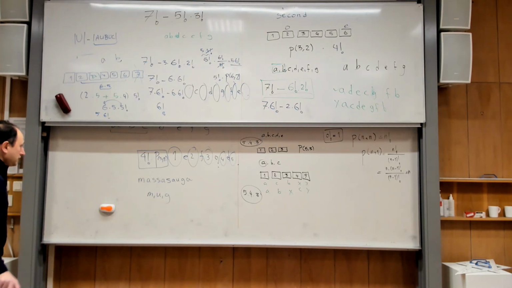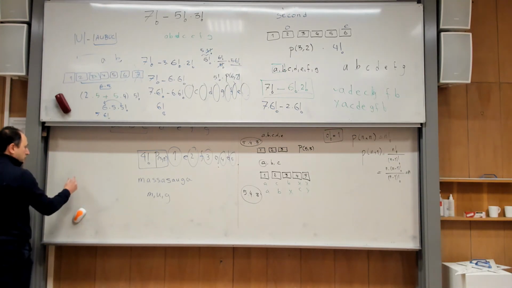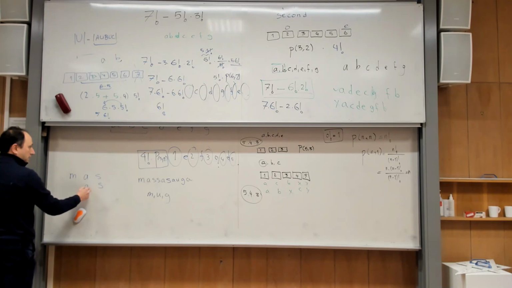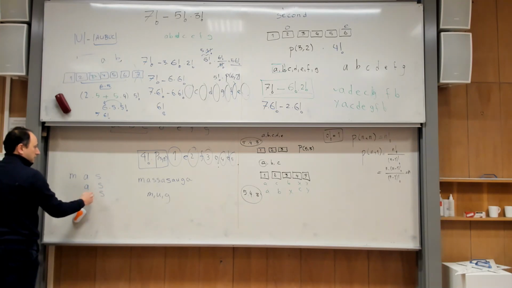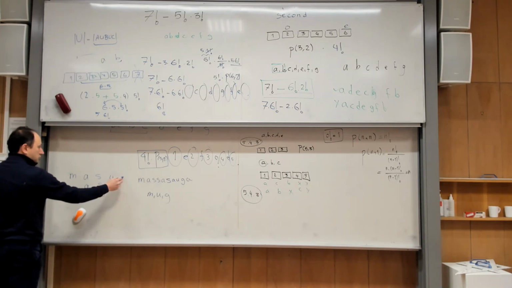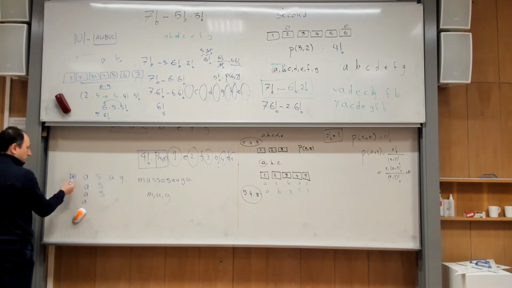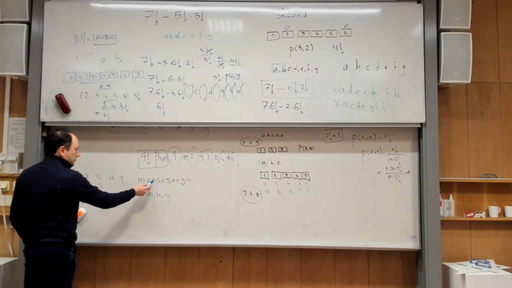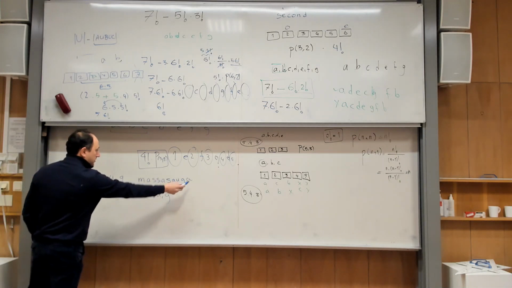So if you want, I can arrange it a little bit better for you. So M, A, S, S, A, S, A, U, G, A. 1, 2, 3, 4, 5, 6, 7, 8, 9, 10. 1, 2, 3, 4, 5, 6, 7, 8, 9, 10. Yes, that is your word.